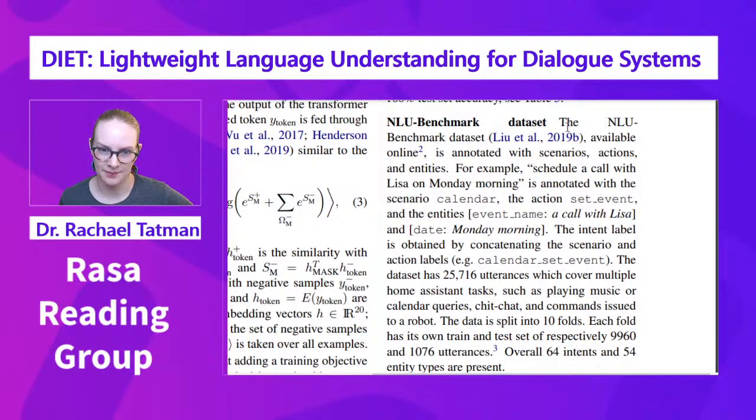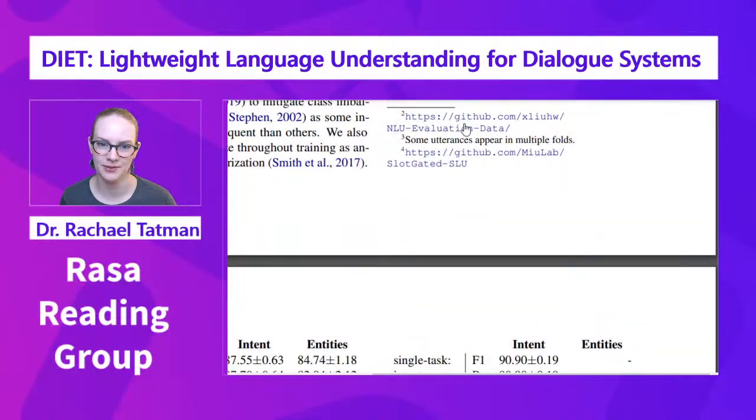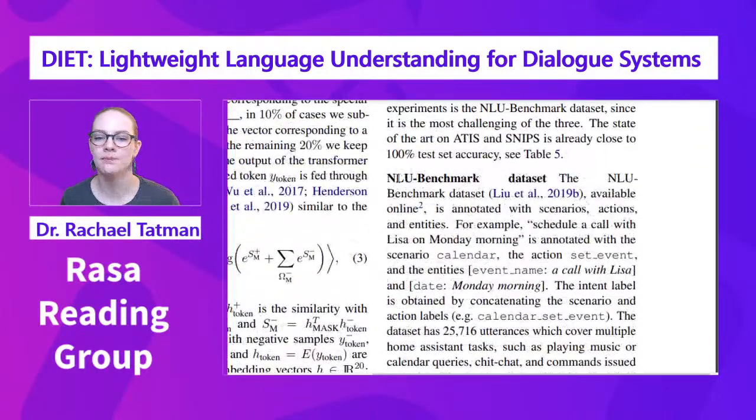NLU benchmark dataset. The NLU benchmark dataset, Liu et al. 2019, available online. I imagine that's a link. Sure is. Annotated with scenarios, actions, and entities. For example, "schedule a call with Lisa on Monday morning" is annotated with the scenario calendar, the action set event, and the entities event name, "a call with Lisa", and date, "Monday morning". Did we read this paper? This sounds very familiar.